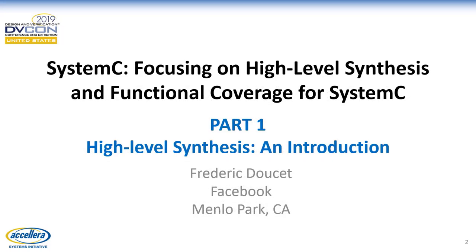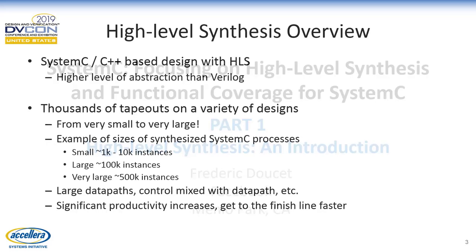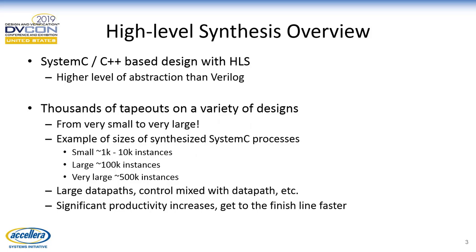Thank you very much. This presentation is about high-level synthesis, and specifically high-level synthesis with System C. We use it for design with HLS. The thing that System C provides is higher level of abstraction. There have been thousands of tape outs on a variety of designs, from very small to very large, maybe 1,000 gate, 10,000 gate to 500,000 gate for a System C design, or maybe even more. Some very large processes, and System C is basically modules with processes and things like that. Large data paths, mostly this is the bread and butter of HLS. Some control mixed with the data paths in some larger system.